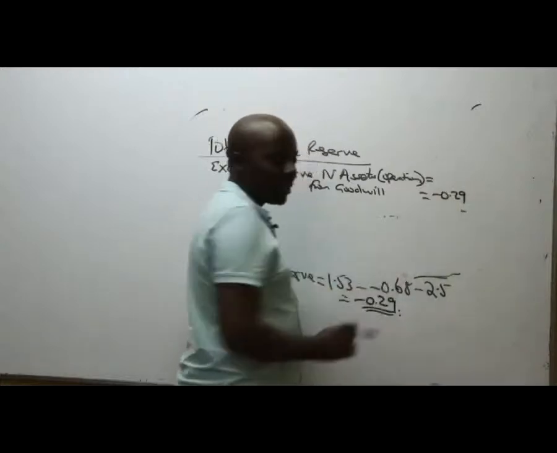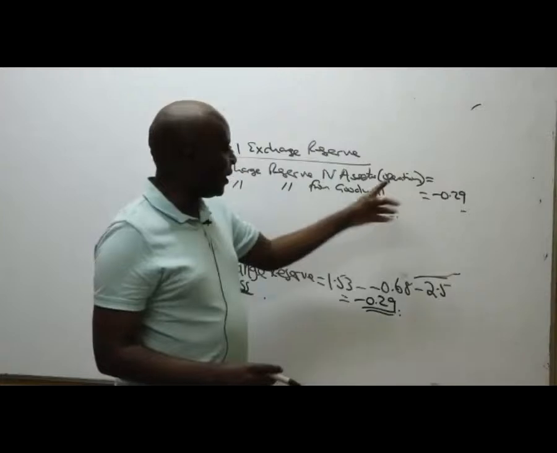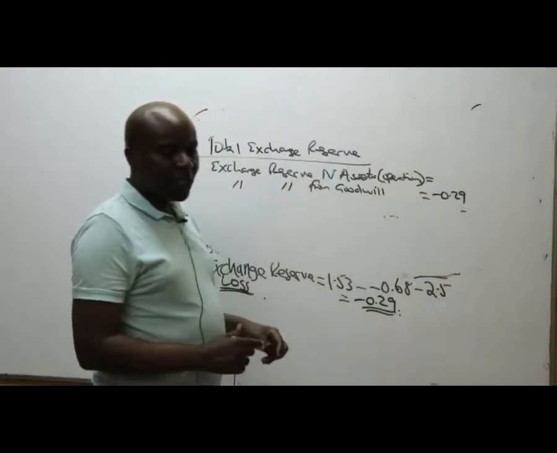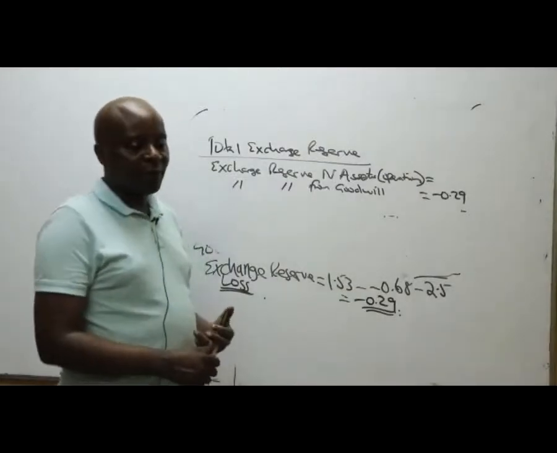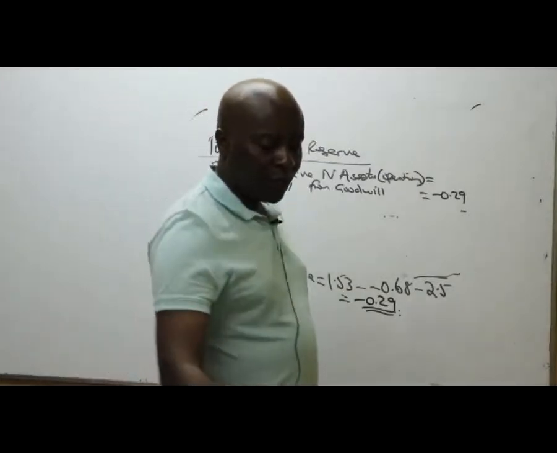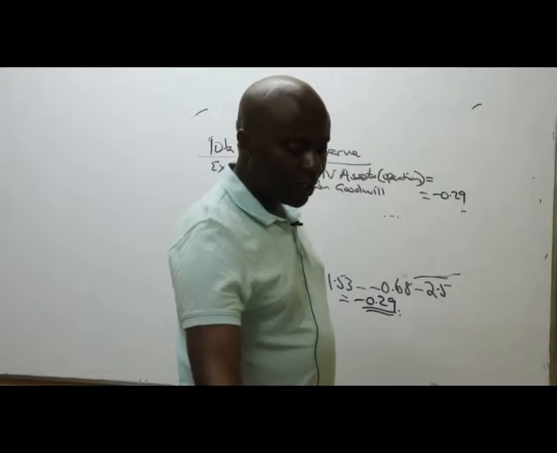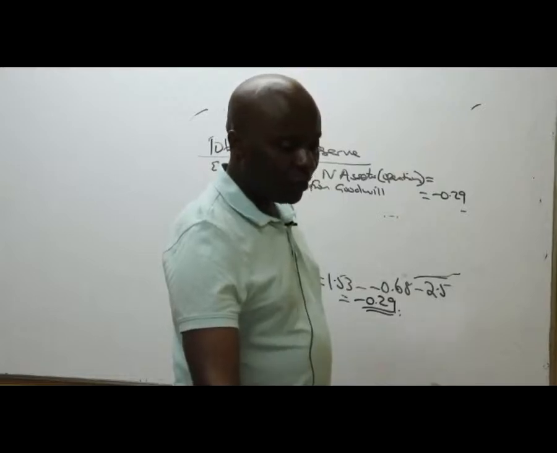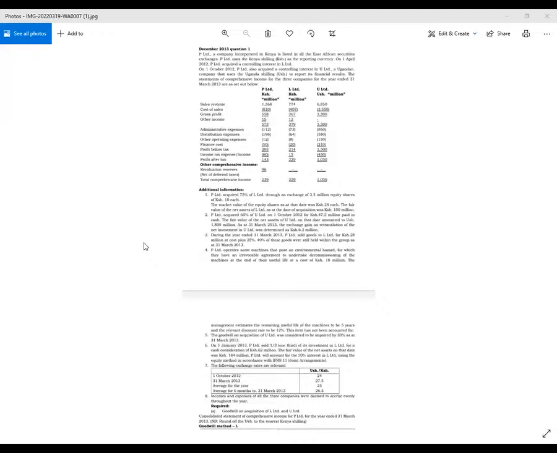How about this one here, somebody? The exchange reserve from net assets. What do we have here, somebody? They're not talking to me, I don't know why. Exchange reserve from net assets. What do we have there?